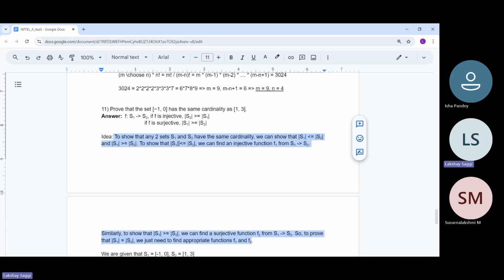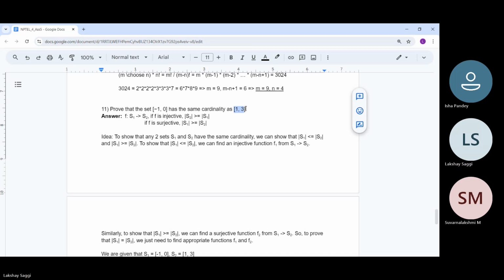And after this it's just some mathematical calculations. So we have this S1 as -1 to 0 and S2 as 1 to 3. So now we just need to find an injective function whose domain is this and codomain is this. And we have to then find a surjective function whose domain is this and codomain is this. So now we have reduced it. The high level idea was this, and now we have reduced it to a mathematical problem: find an injective function from this to this. Similarly, find a surjective function from this to this. Those two functions might be different from each other, but one has to be injective, the other has to be surjective.